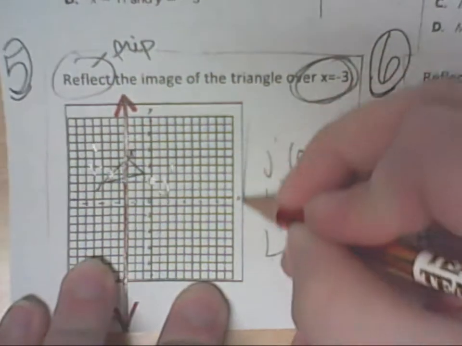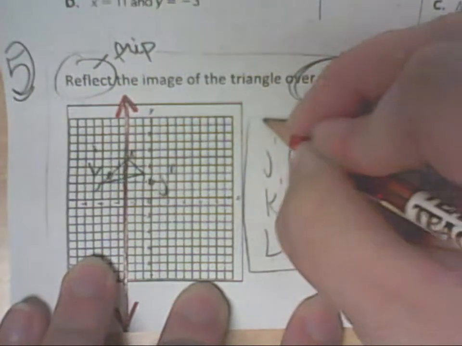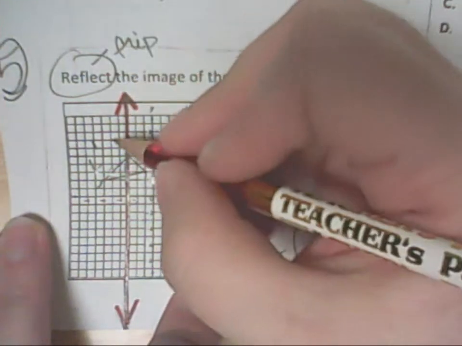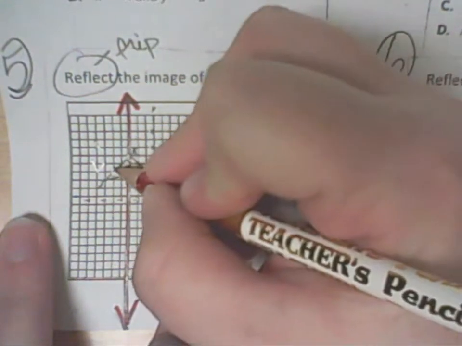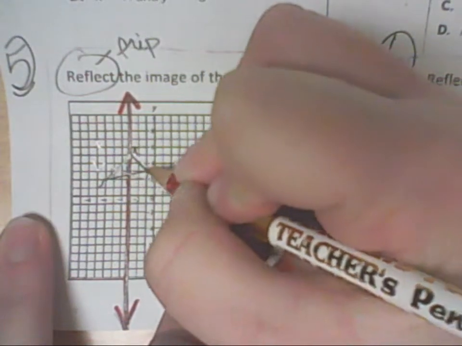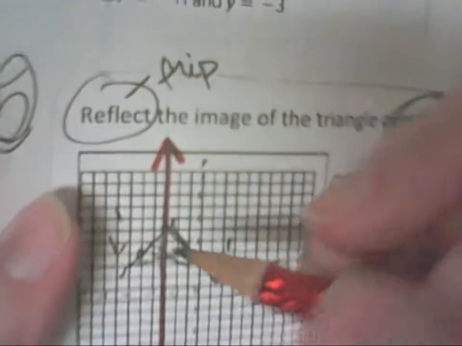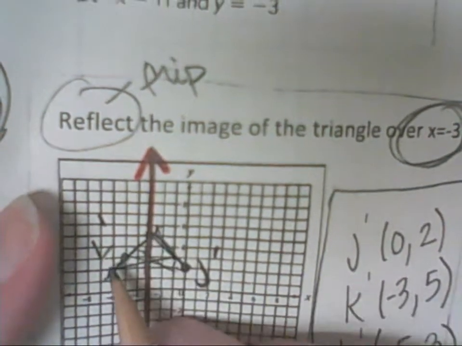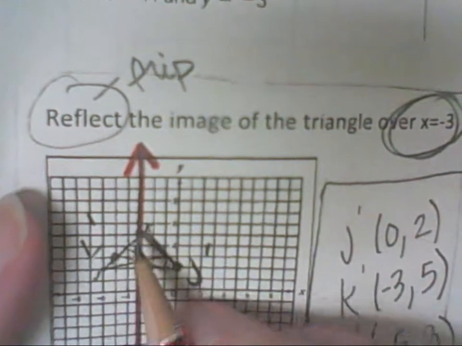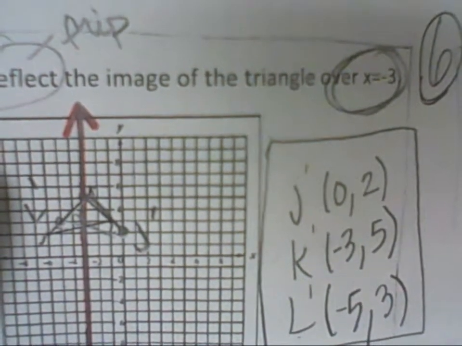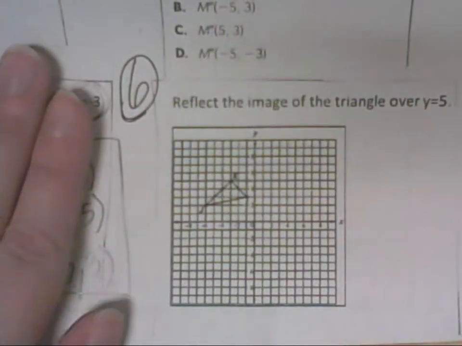And although it's hard to see because the triangle's kind of intertwined, you can see that it has been flipped. It's very hard to see, but you can see that JKL, the new one, has flipped this triangle here. And these are our new coordinates. Good job. Let's go ahead and start problem 6, and then I want you to try it on your own.